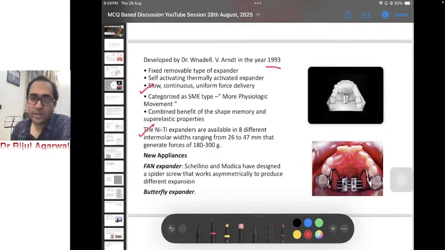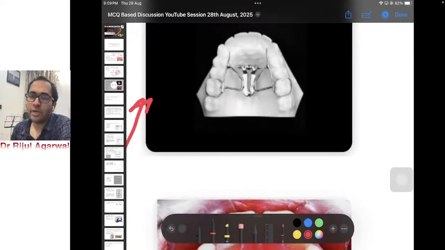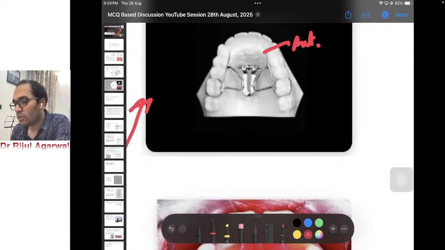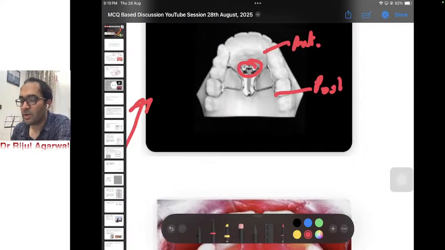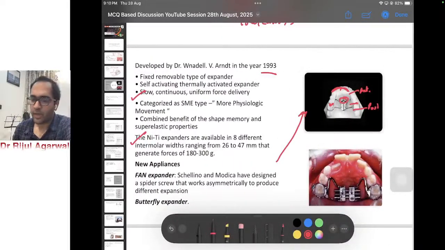Next is the fan expander. This is the image of a fan expander. It can bring about differential expansion in either the anterior or posterior region. If the screw is open anteriorly, it will bring about anterior expansion; if open posteriorly, it can bring about posterior expansion. So it's an example of differential expansion, and this is the image of a butterfly expander.